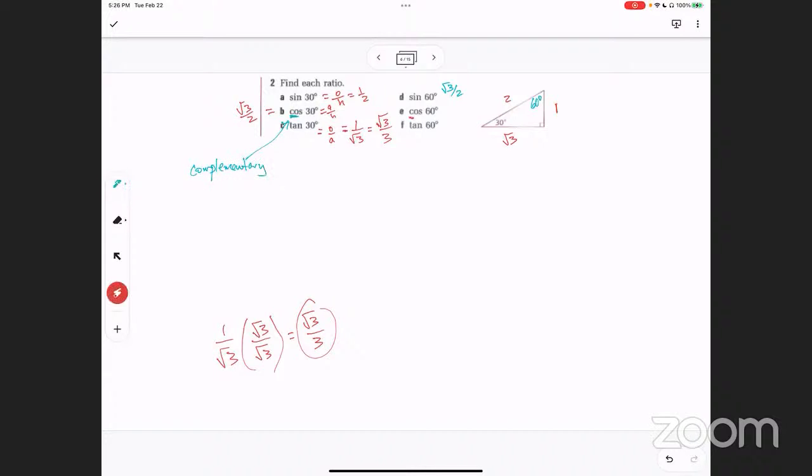Okay, how about this? Cosine of 60 would be 1/2, which would be the same as the sine of 30. That's right. It's 1/2. What's the tangent of 60? The tangent of 60 would be square root of 3 divided by 1, which is the square root of 3.